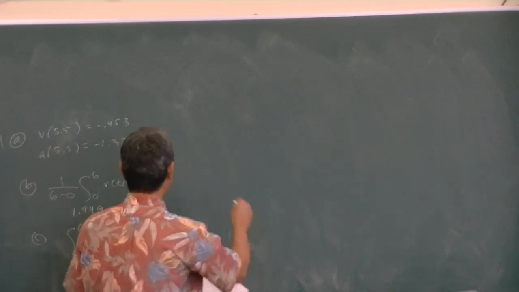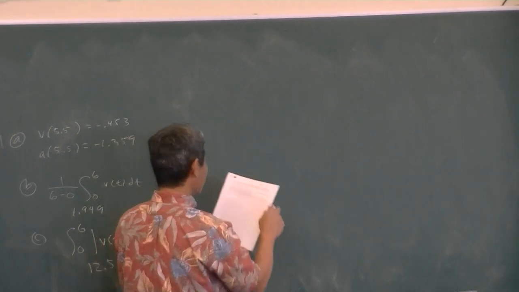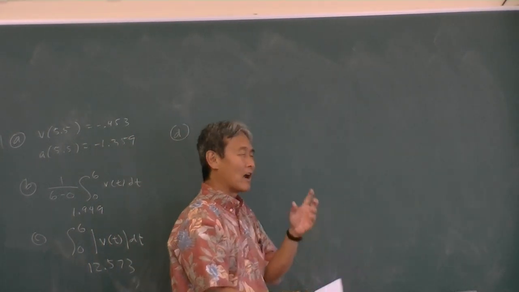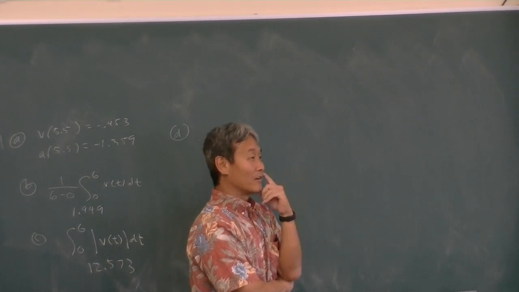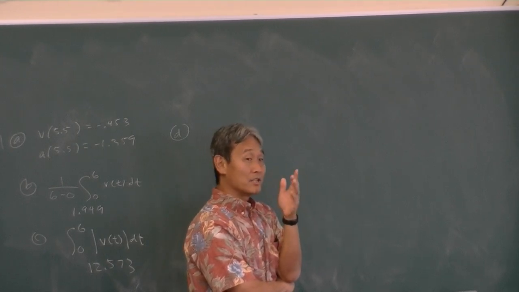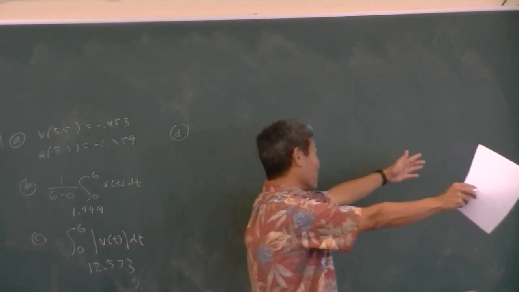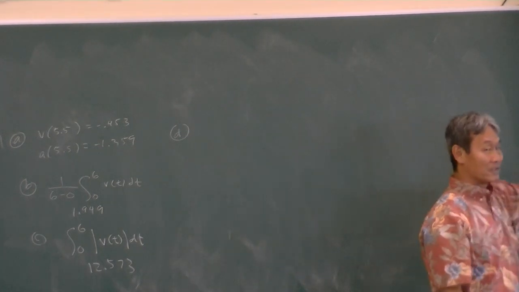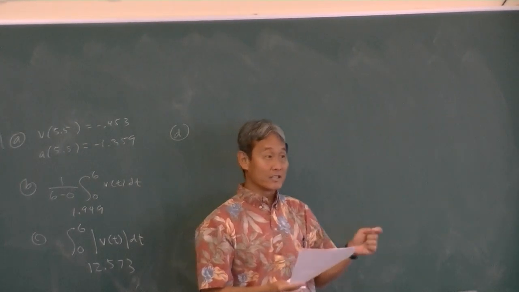And then D, the last problem, was worth 3 points. From 0 to 6, the particle changes direction exactly when? How do you figure out when the particle changes direction? We had a problem like that before. When the velocity changes sign, right? Because if the velocity is positive, the particle is moving to the right. When the velocity is negative, the particle is moving to the left. So we're looking for a change in sign in the velocity.